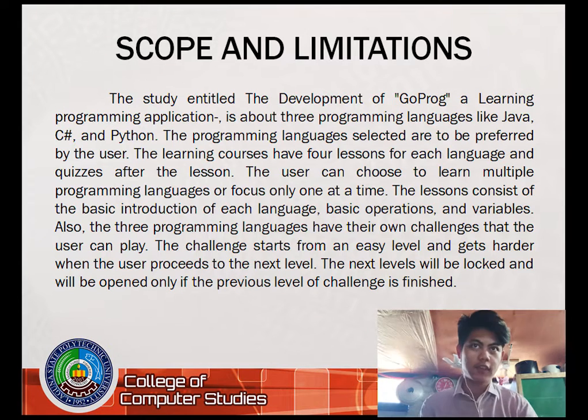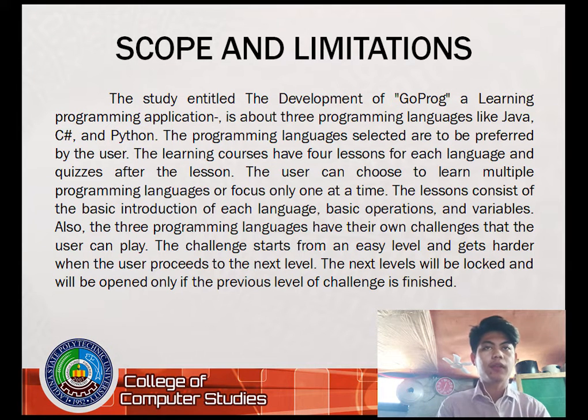Scope and limitations. The development of GoPro, a learning programming application, is a study that looks at three programming languages: Java, C Sharp, and Python. The user will favor the programming languages that have been chosen. For each language, there are 4 lessons with quizzes after each lesson. The user has the option of learning numerous programming languages at once or concentrating on only one at a time.